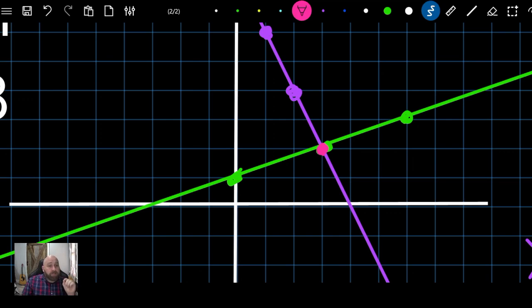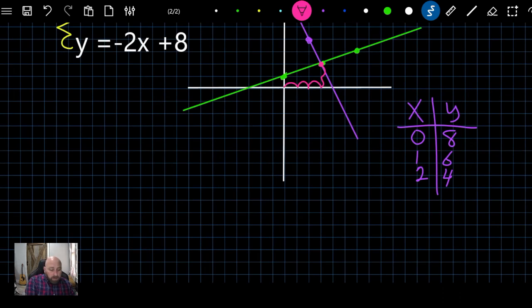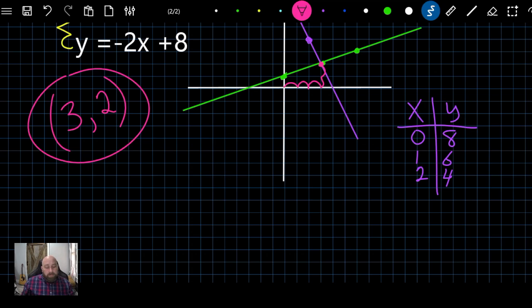Why is that our solution? Because that's where they cross each other. So the only thing that I would do now is figure out, okay, what is that point? So let's look. 1, 2, 3 on the X, 1, 2 on the Y. So our solution would be 3, 2. That's our solution right there.